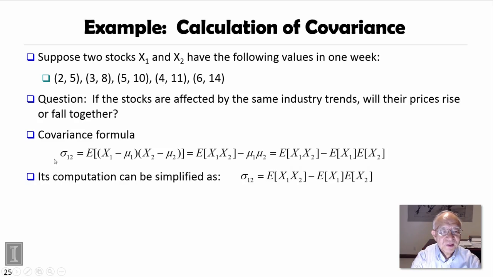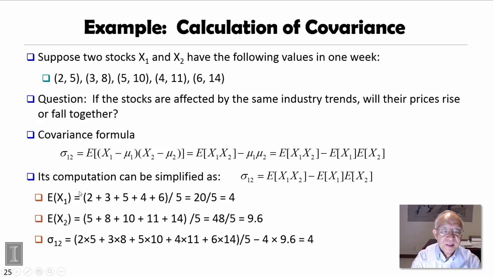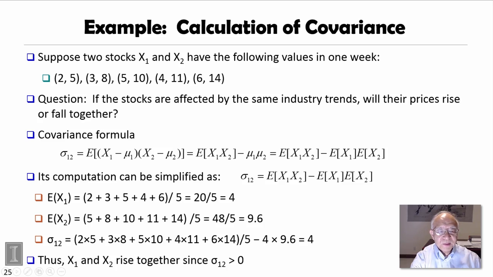If we look at the covariance formula, especially the more simplified computation formula, we calculate the expected value of x1, which is the mean value of x1, and the expected value of x2, which is the mean value of x2. Then we look at their covariance. We use this formula: the sum of their products divided by the number of variable pairs, then minus the expected value of x1 times the expected value of x2. Then we get the final value of 4. That means the covariance is greater than 0, so x1 and x2 rise or fall together.